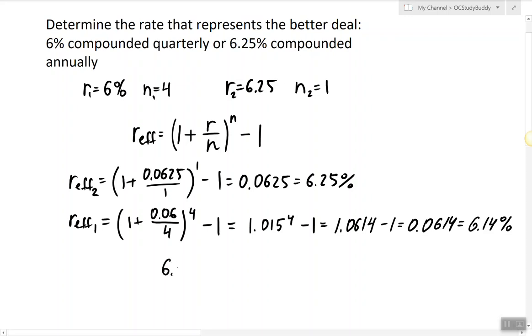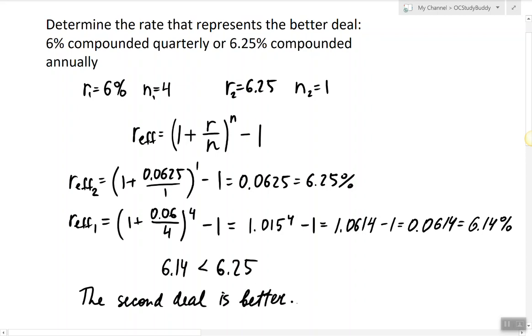And since 6.14 is less than 6.25, the conclusion is that the second deal is better because there is more money there.